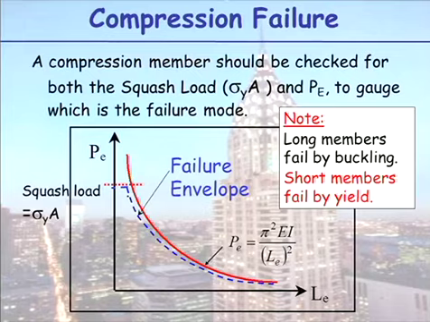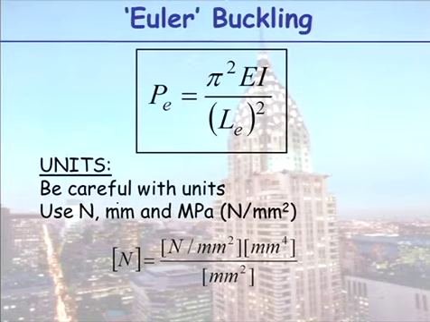So long members fail by buckling, short members by yield. Where is that crossover point? We don't bother trying to find it out. We just check both things. So in tension, you just check yield. In compression, you check yield and buckling.